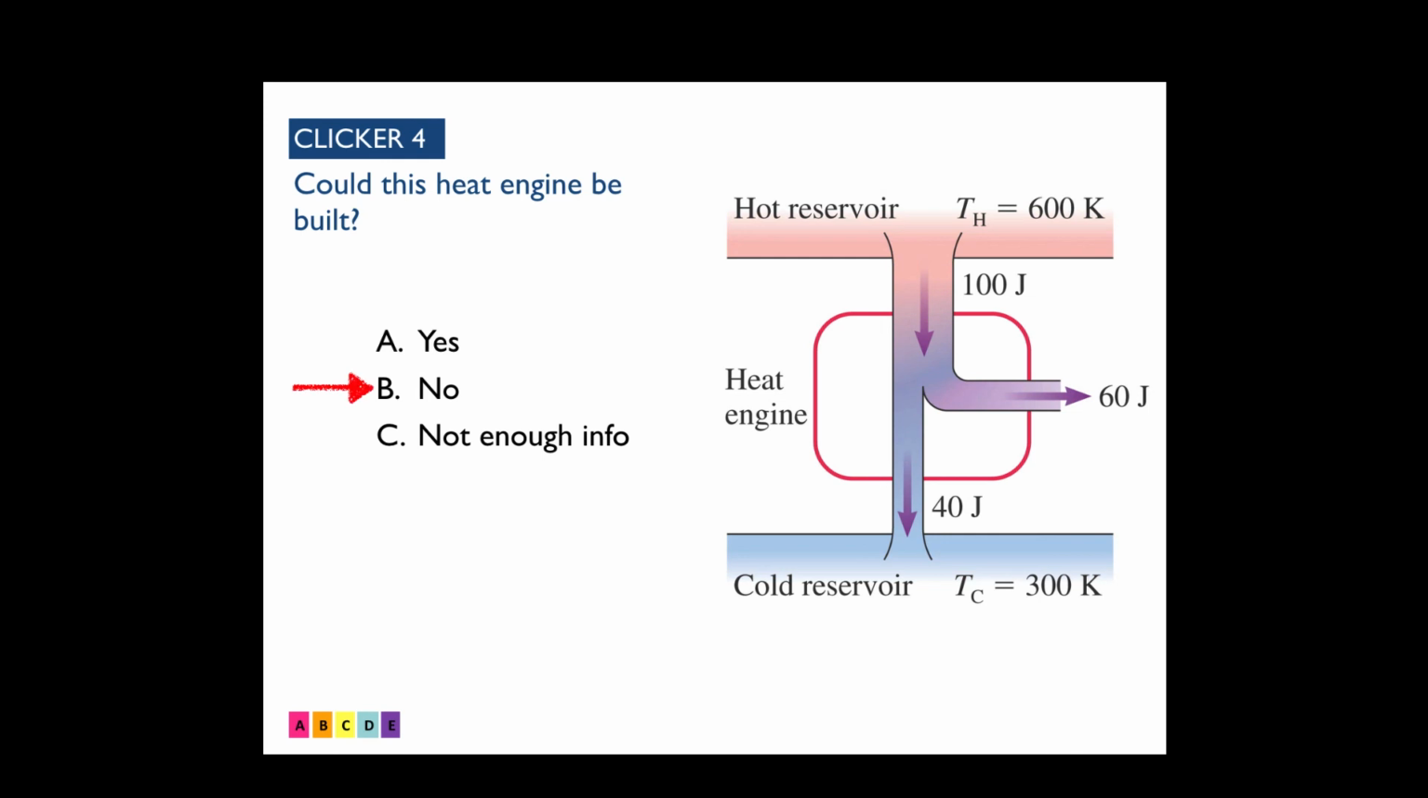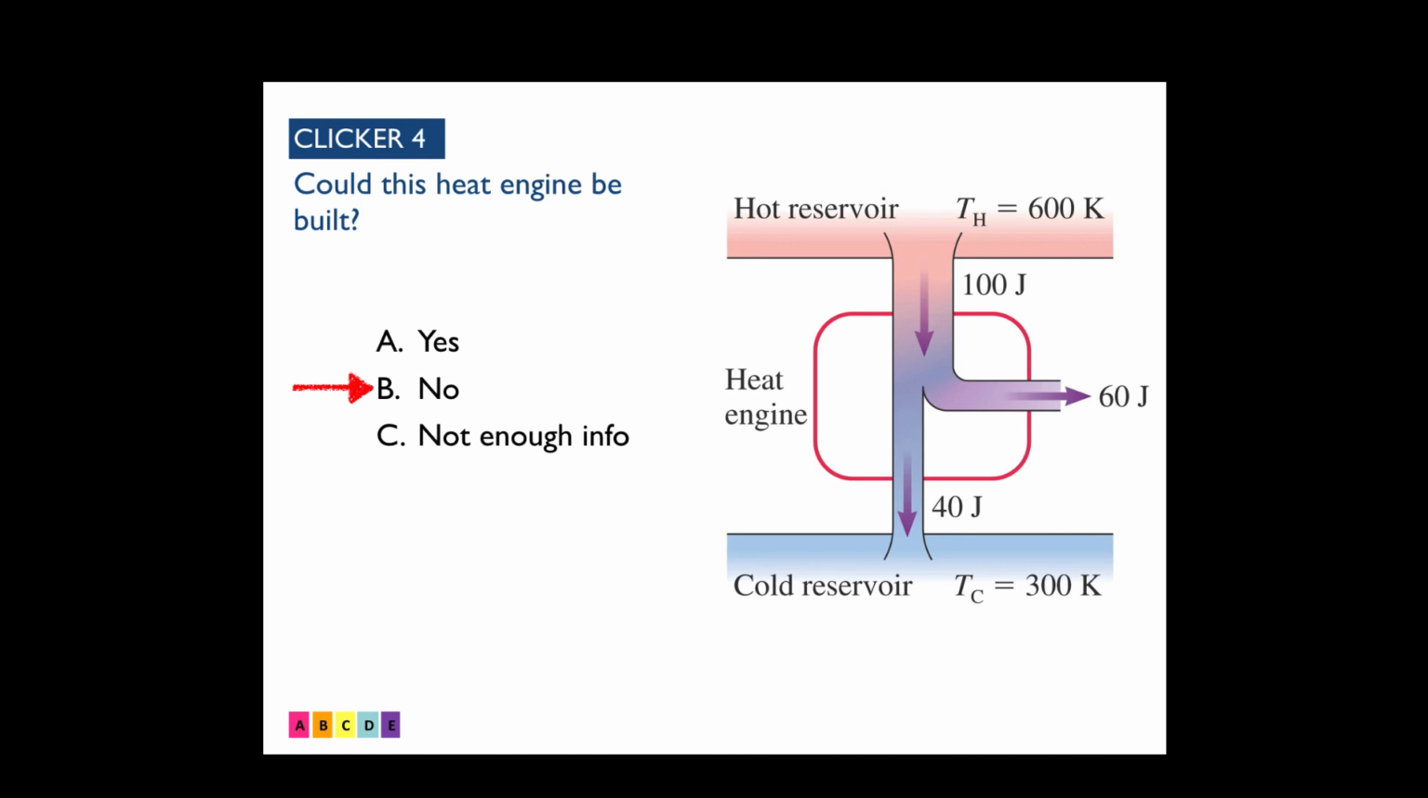All right, we're back. It turns out the answer is no. Now, why is the answer no? Well, what's the Carnot efficiency? The Carnot efficiency is 1 minus TC divided by TH. TC divided by TH is 300 over 600, that's 1 half. So 1 minus 1 half is 1 half, that's 50%.